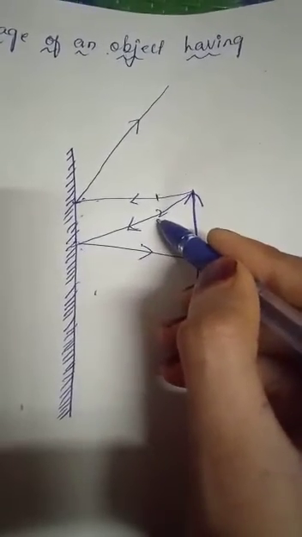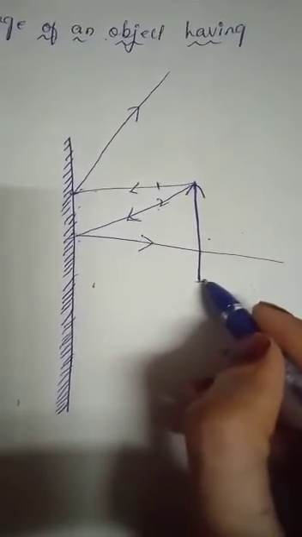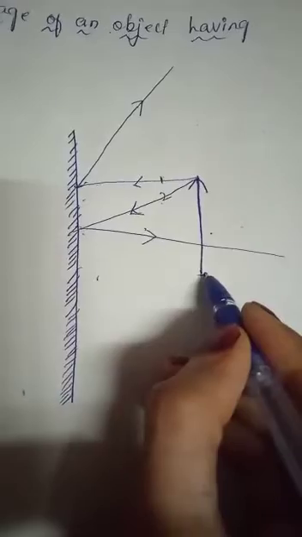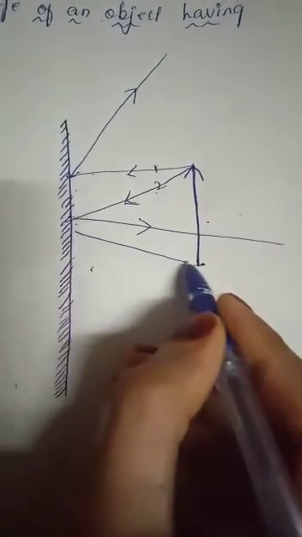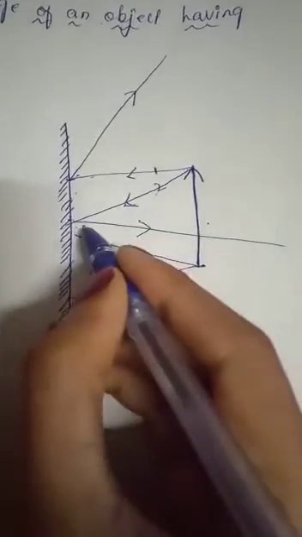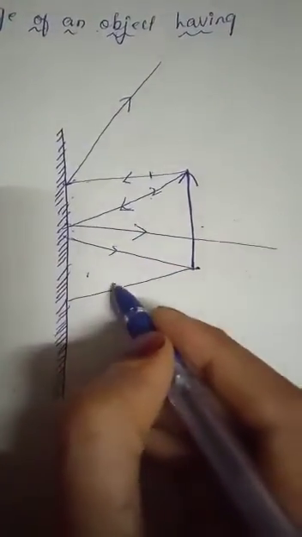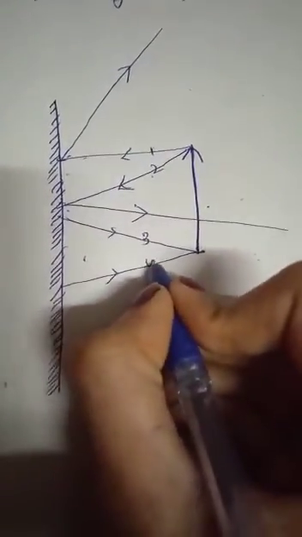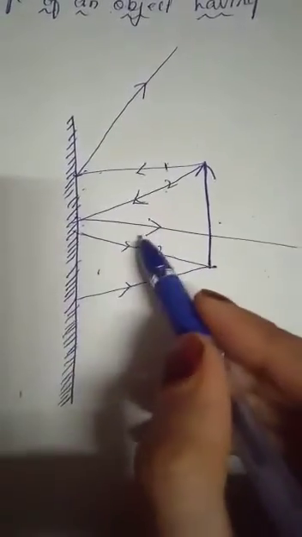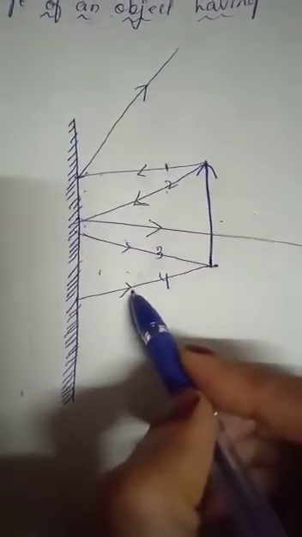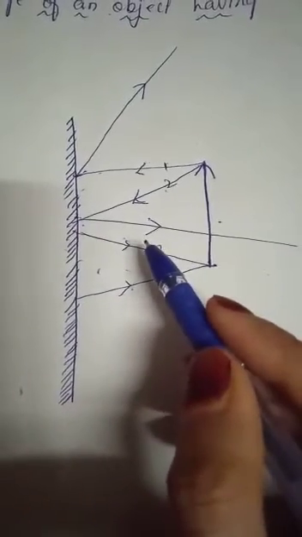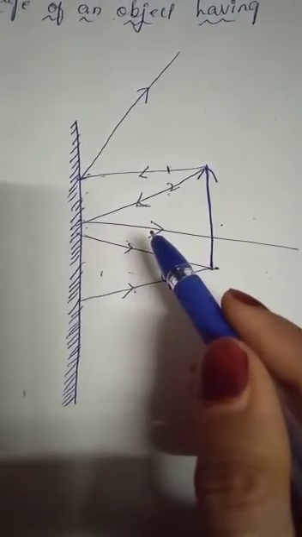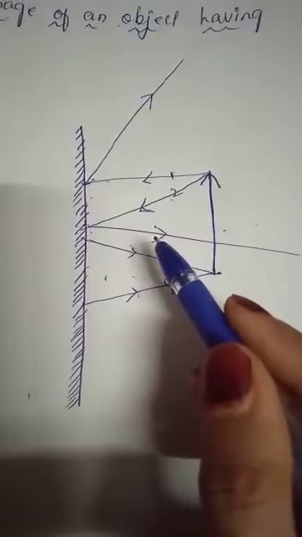So now, coming from the bottom of the object, again we take two rays. This is the first ray and this is the second ray. Namely, this is the third and this is the fourth. Arrow marks represent whether they are incident rays or reflected rays. Arrow marks towards the mirror mean they are incident rays. If the arrow marks point away from the mirror, they are reflected rays, so don't confuse that.